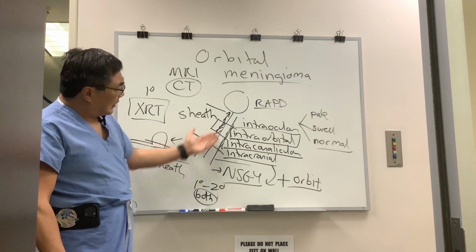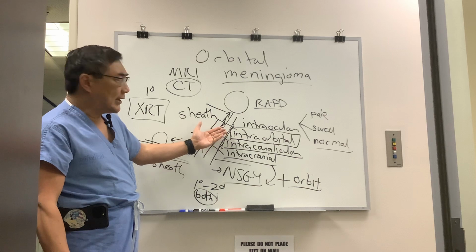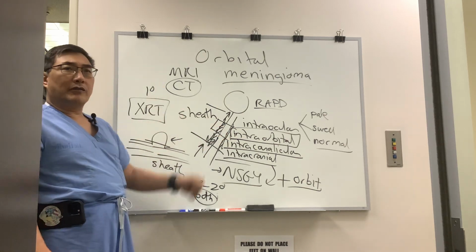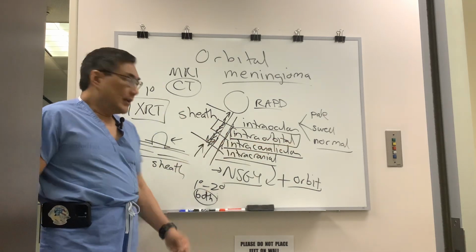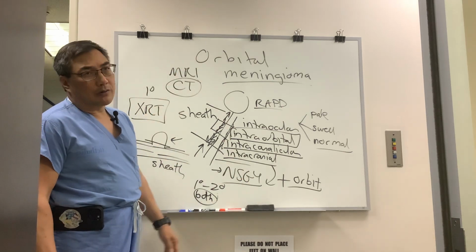And as you know, sometimes we can just make the diagnosis of sheath meningioma based on the MR and the CT combination, and we might go to radiation with no biopsy. And that means we don't need neurosurgery at all. So you need to know a little bit about orbital meningioma.